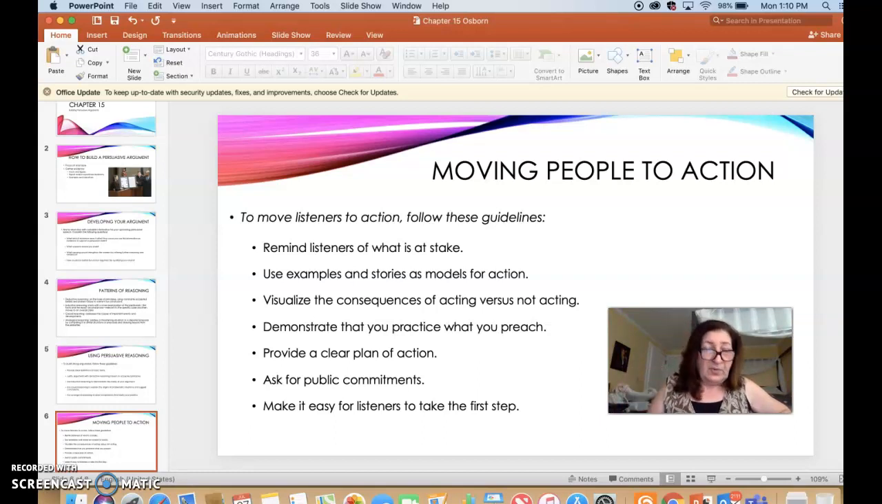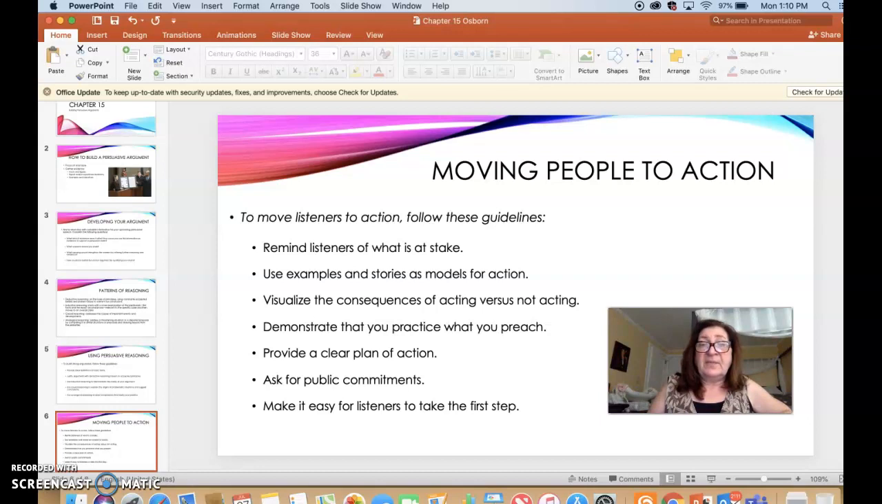Demonstrate that you practice what you preach by showing how you would act or you act on your message. Then provide a clear plan of action. Don't just say do something, but tell them exactly what to do. And as a reminder, don't bite off more than you can chew. Set very reasonable, realistic goals.